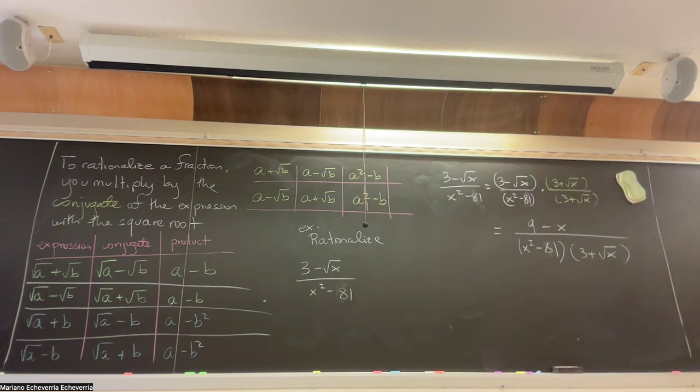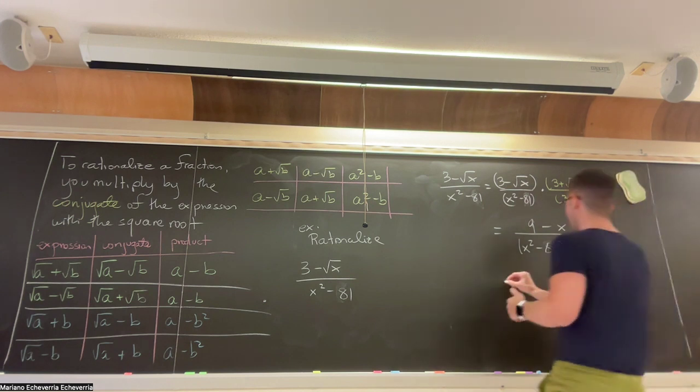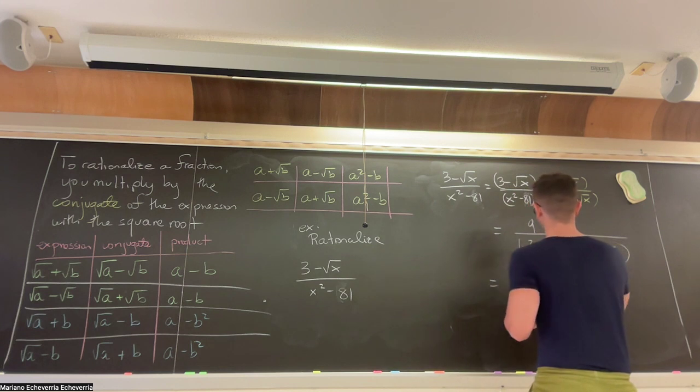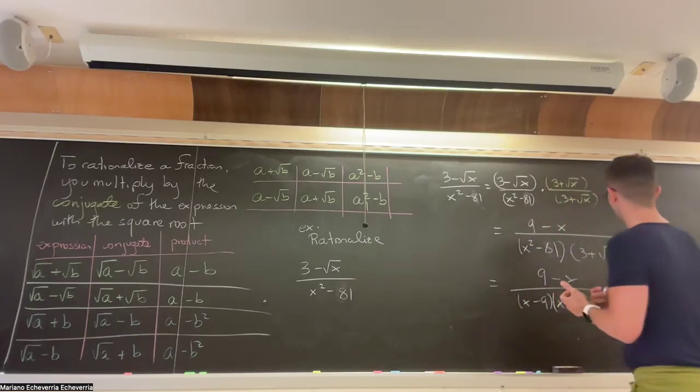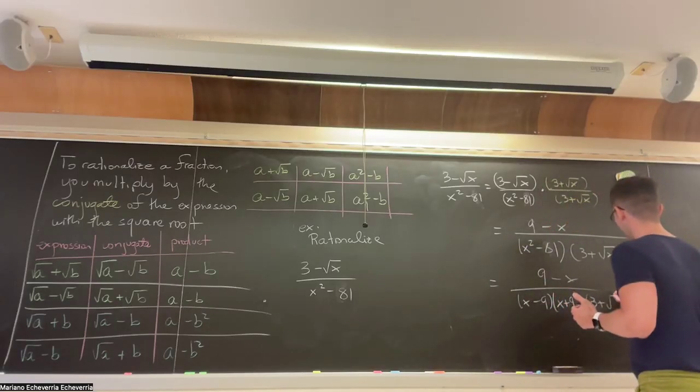The nice thing about putting an 81 is that you can apply the difference of squares again to that one, just to keep practicing these factorization techniques. You get x minus 9 times x plus 9, right? Then 3 plus root of x.